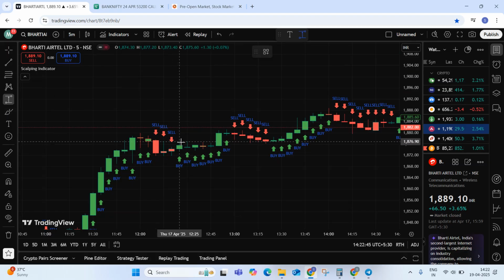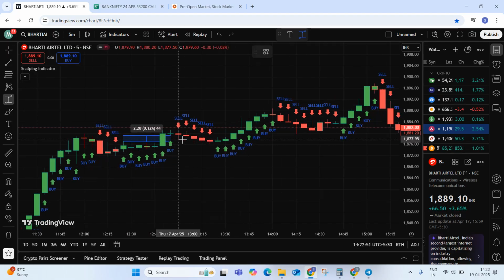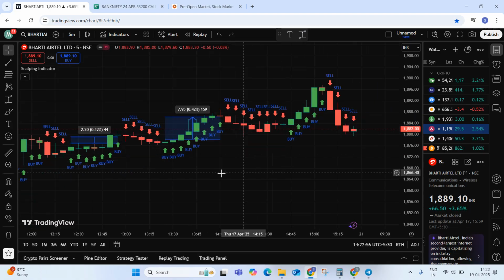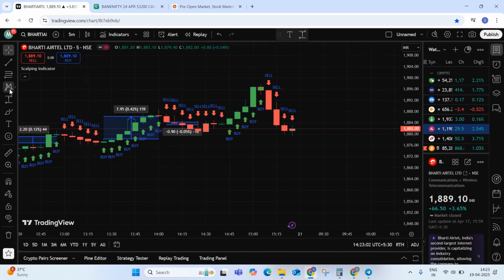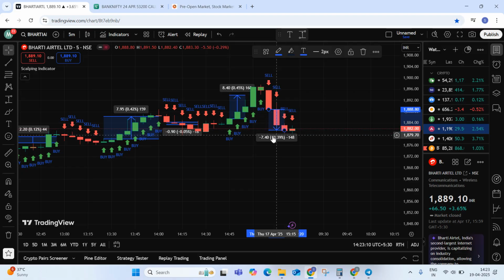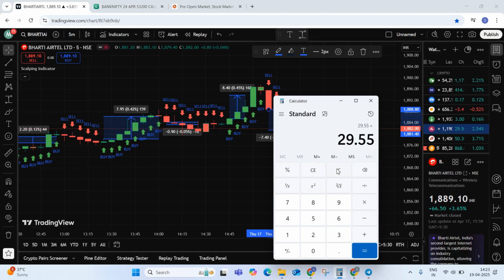See, even after that, here it is 2.2 rupees. Here it will enter cost to cost. Here you will get 7.95 rupees. Here the trailing stop loss is 90 paisa. Here again 8.4 rupees profit. Here again 7.4 rupees. See, roughly you can get 50 points on a single stock in a single day. If you trade with only 1,000 quantity, you can earn nearly 50,000.